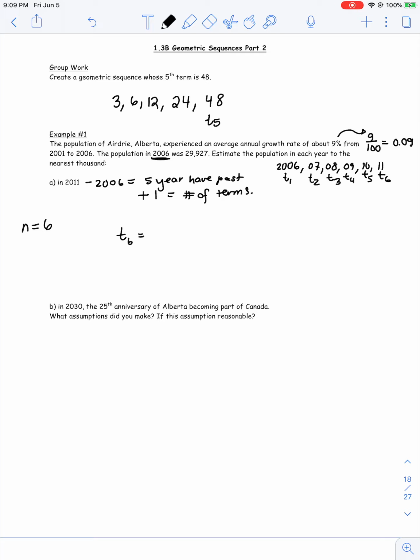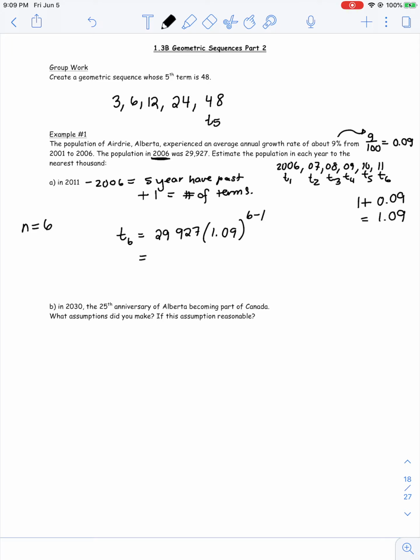Now the equation that we're using is going to be our first term, which we know the population was 29,927. Our common ratio, whenever we have a growth, we're always going to have to do 1 plus the decimal value that we found. So the population is actually increasing by 1.09. If we just use 0.09, the population would actually decrease, which wouldn't make sense because we're talking about an annual growth rate of population. So our r value is 1.09 to the power of n minus 1, which is 6 minus 1.